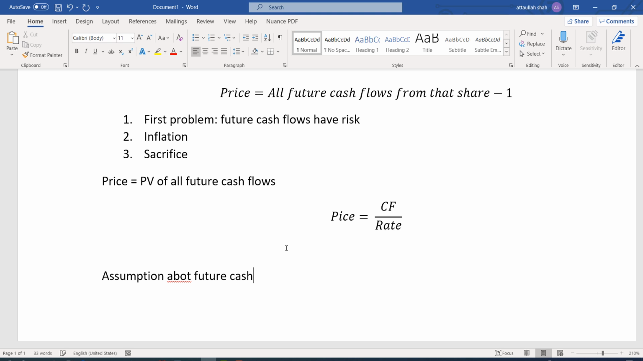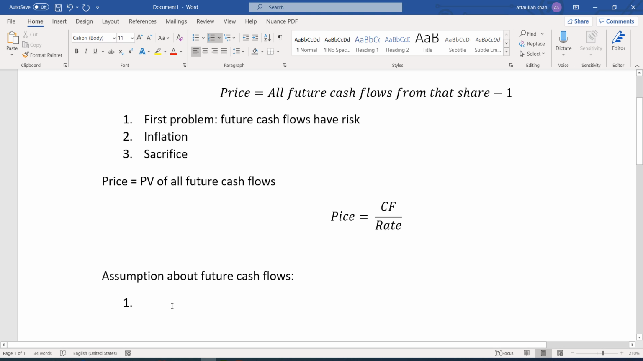There are several models which we can use based on these assumptions. The first model, we call it perpetual growth, or we can say no growth. There is no growth in the dividends.